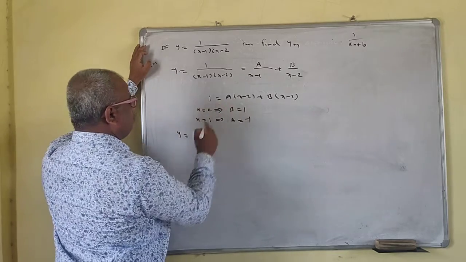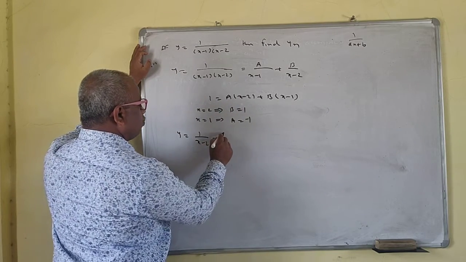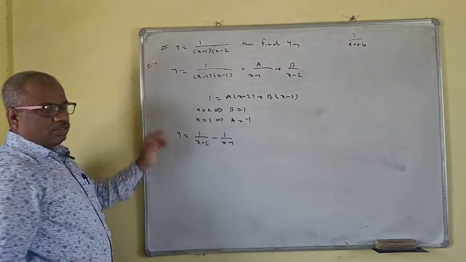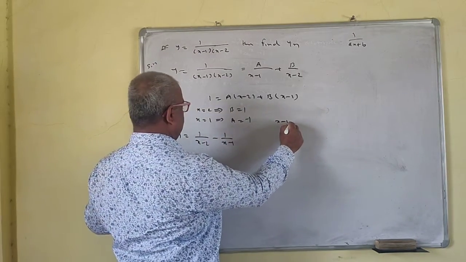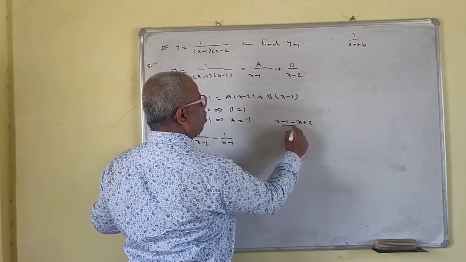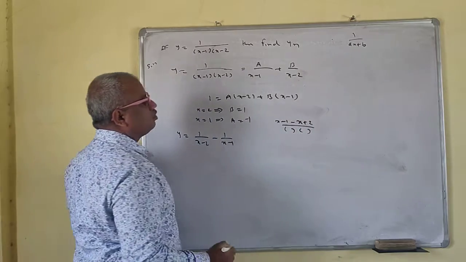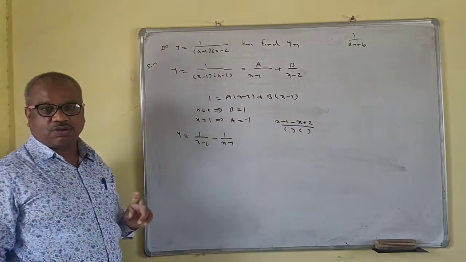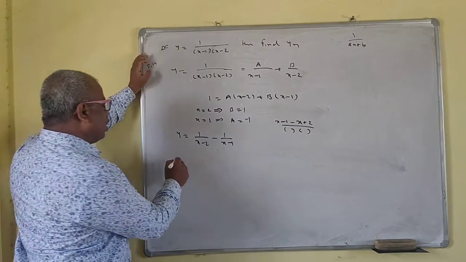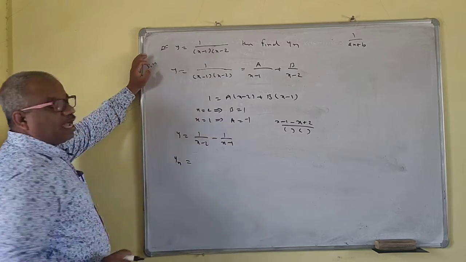So y is equal to 1 upon x minus 2 minus 1 upon x minus 1. Already you can check: this is x minus 1 minus x plus 2 upon the product of these, so x gets cancelled and this is 1 upon this product. So that means our values of a and b are correct. Now we find yn. Directly you can find it.